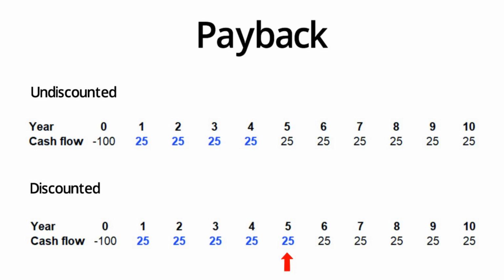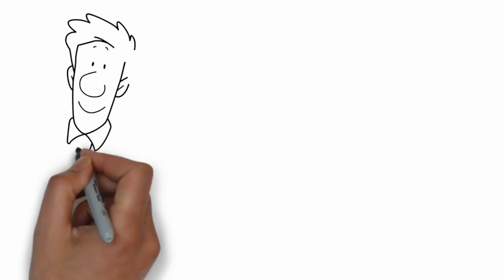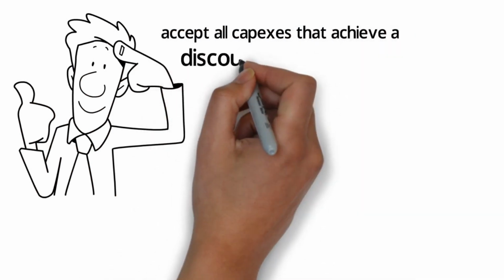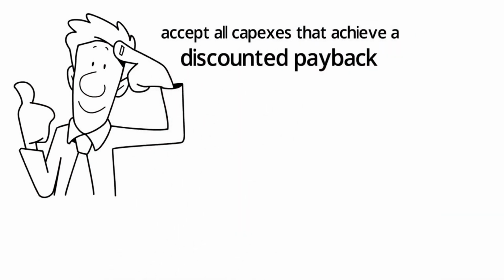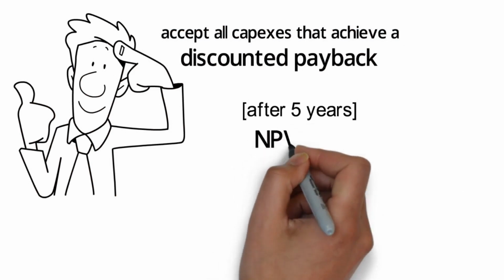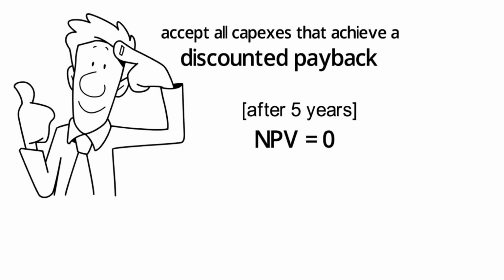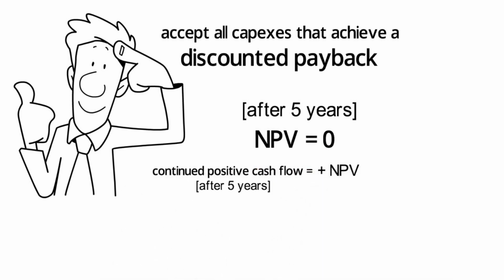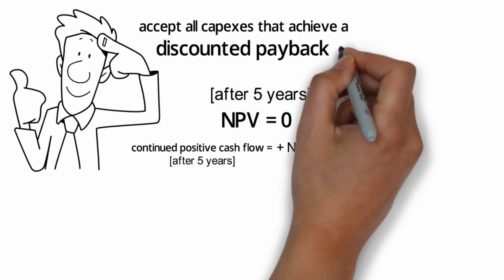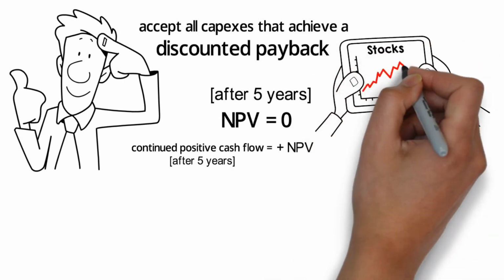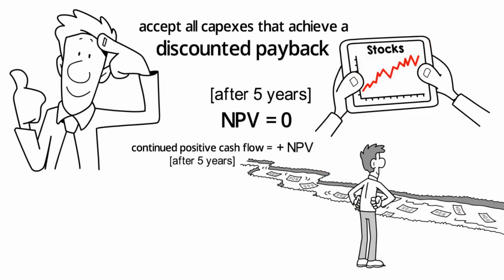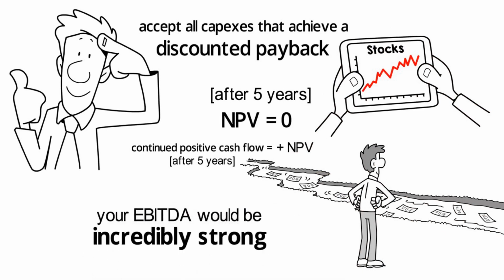The undiscounted payback is the most common term, but it excludes the crucial discounting effect. The rule here is to accept all capexes that achieve a discounted payback. When you reach the discounted payback after 5 years, for instance, that is when your net present value reaches zero. A continued positive cash flow after 5 years will give you a positive net present value. If your company's average project has a discounted payback after 5 years, then your company would have a great stock market performance and generate significant cash flow every year. Your EBITDA would be incredibly strong.